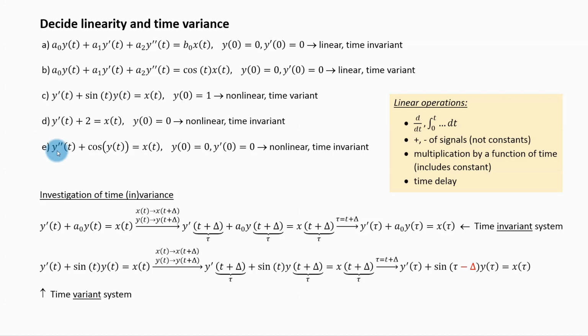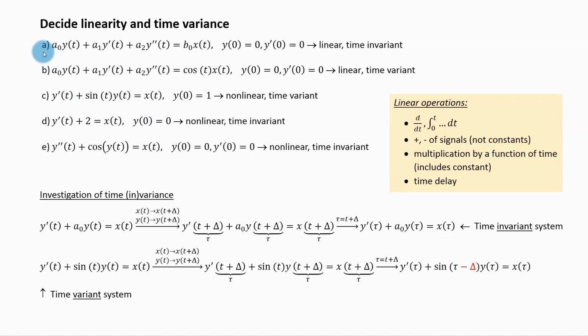But I also showed you that there is this list of operations which create linear systems, and if I can identify that the system is built with these operations, unless there is some problem with initial conditions, I can say that the system is linear. So let's try to use this and check linearity of some systems.